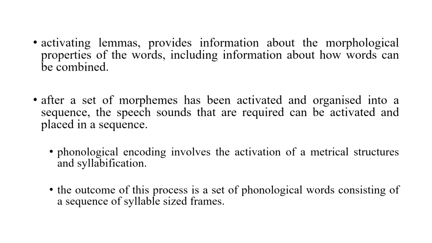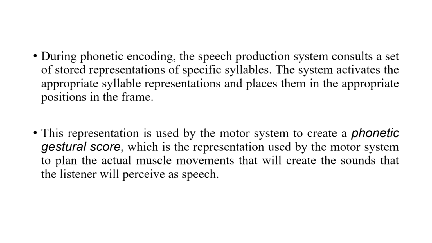Activating lemmas provides us information about the morphological properties of the words, including information about how words can be combined. After a set of morphemes has been activated and organized into a sequence, the speech sounds that are required can be activated and again placed in the syllable sequence as we discussed. Phonological encoding involves the activation of metrical structures and syllabification, so that we know how each syllable is to be produced, in what order and with what emphasis. The outcome of this is a phonological word consisting of syllable-sized frames. Finally, we come closer to articulation.